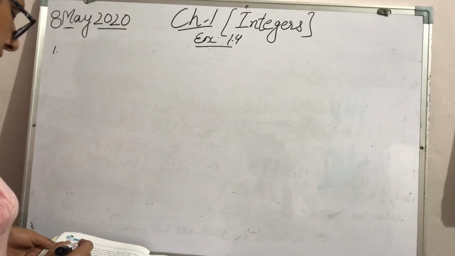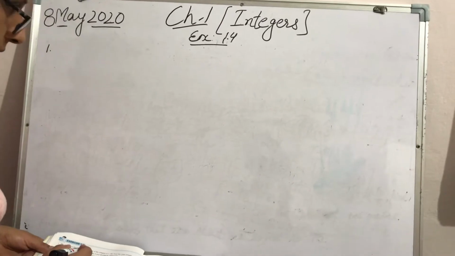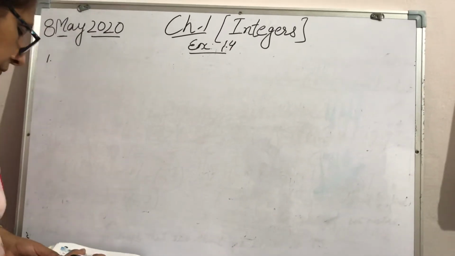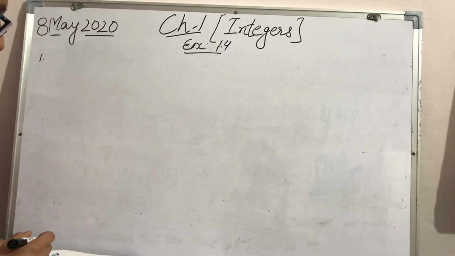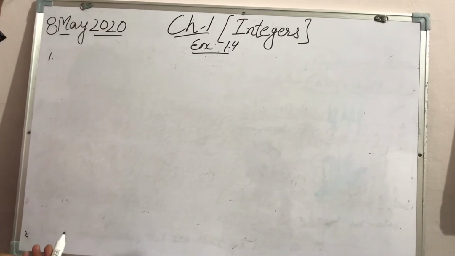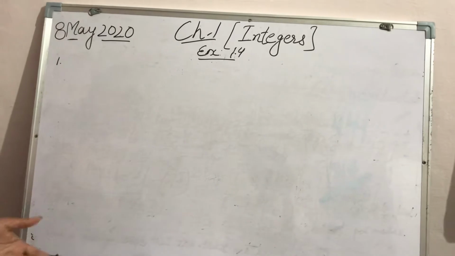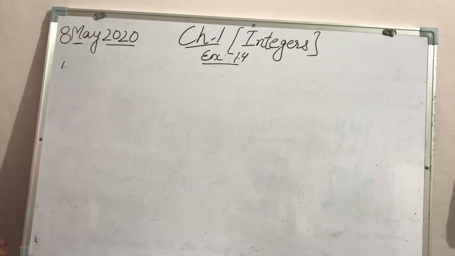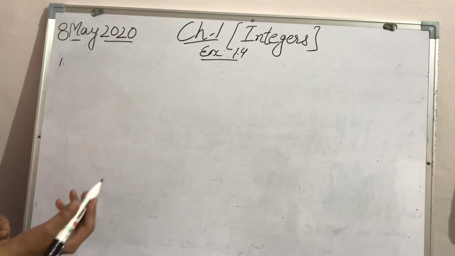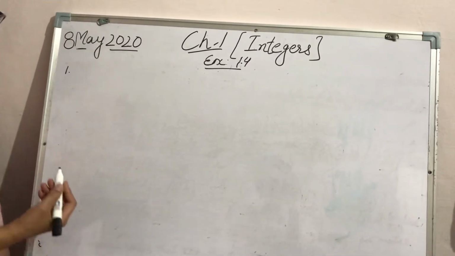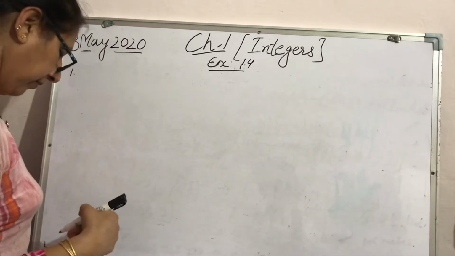The product of two integers is 270. One of the integers is minus 18. Find the other integer. The product of two integers is given and one integer is also given. Find the other integer. So very simple. Already the same type of question we have done.